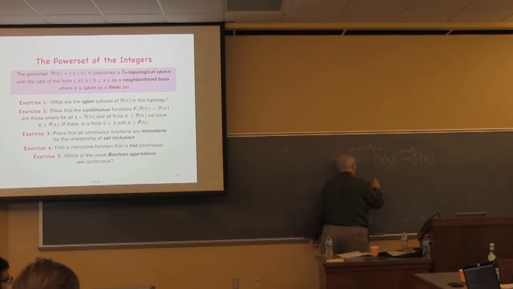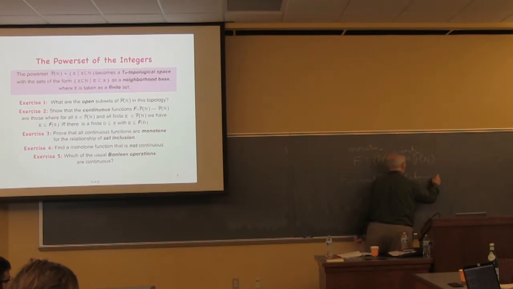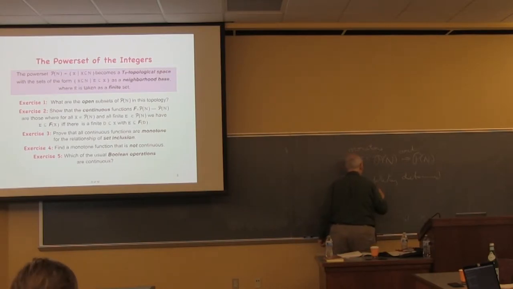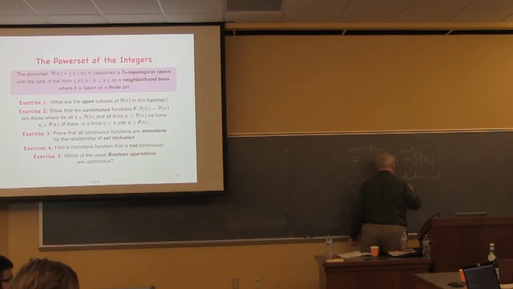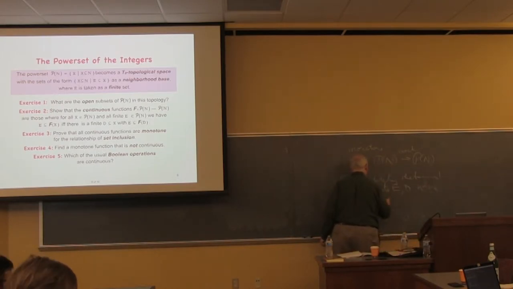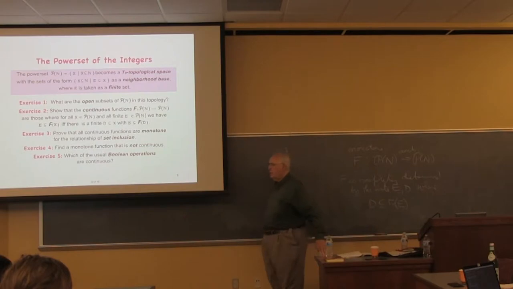completely determined by the finite sets E and D, where D is a subset of F of E. You see, everything can be reduced to looking at the values on finite sets because finite sets make the limits to everything, and by preserving limits, you'll know everything if you do it.